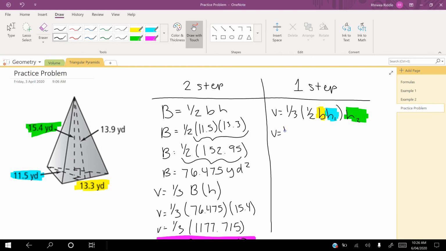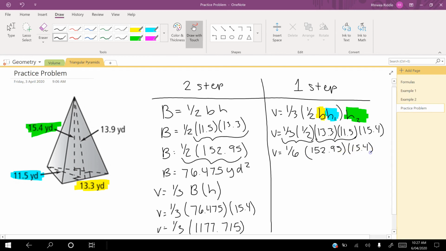So V equals 1/3 times 1/2 times 13.3 times 11.5 times 15.4. So we're going to go ahead and multiply. So 1/3 and 1/2 is going to give us 1/6. 13.3 times 11.5 is going to give us 152.95. And we're going to drop 15.4. So now we can multiply these two together.